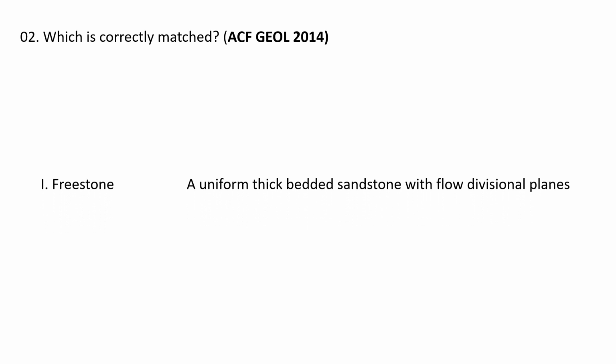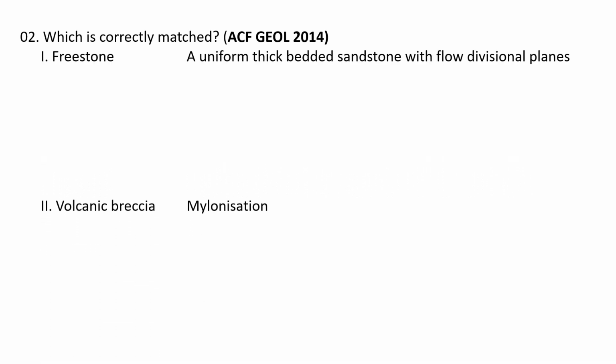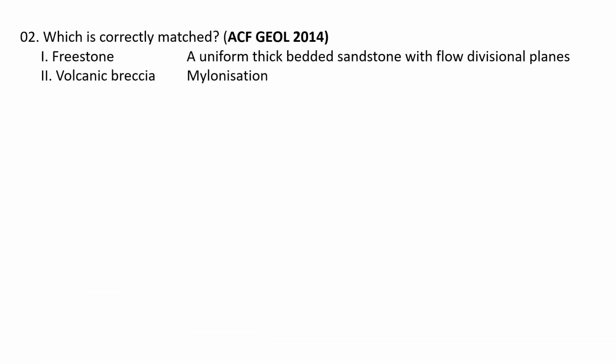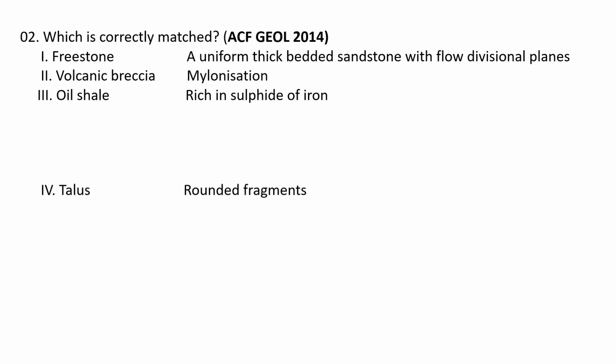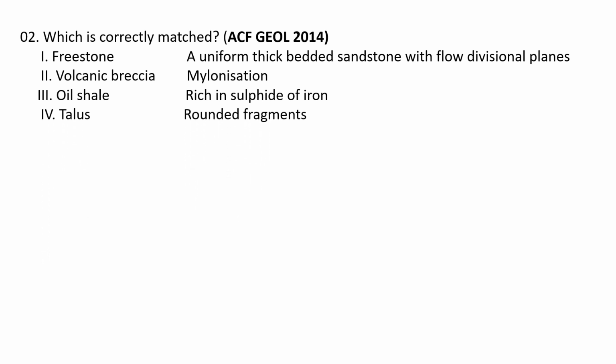Next question, which is correctly matched? One, freestone, a uniformly thick bedded sandstone with the flow divisional planes. Two, volcanic breccia, is it related to myelinization? Three, oil shale, which is matched with rich in sulfide of iron. Or four, talus, it is rounded fragments. So which is correctly matched? The choices are A 1, B 2, C 3, D 4.